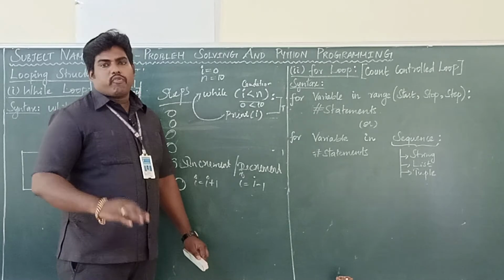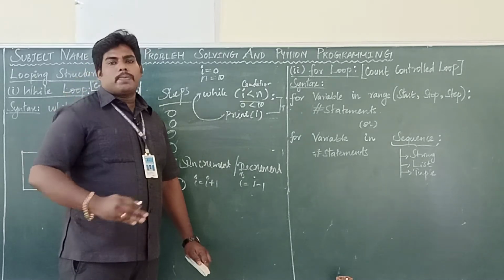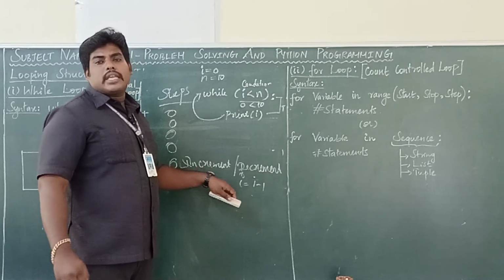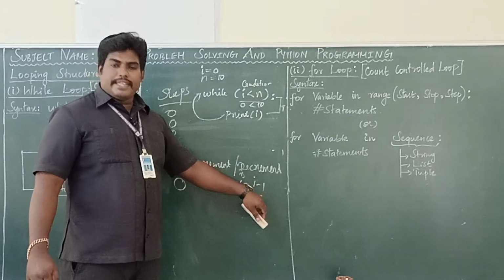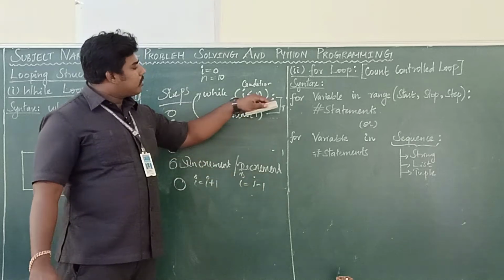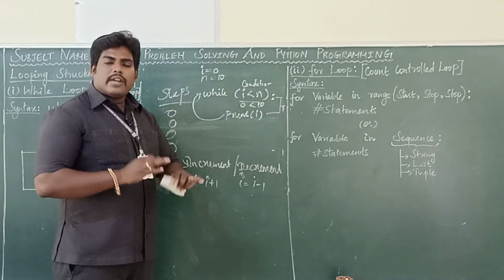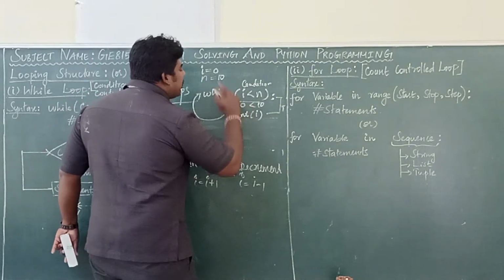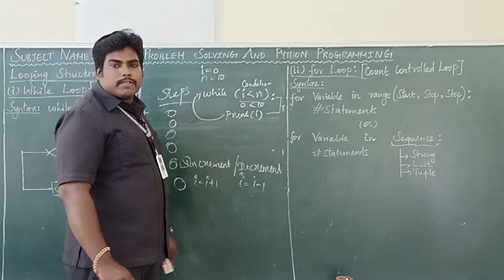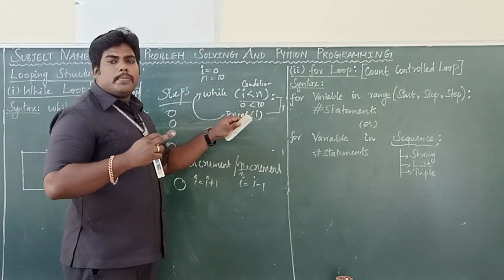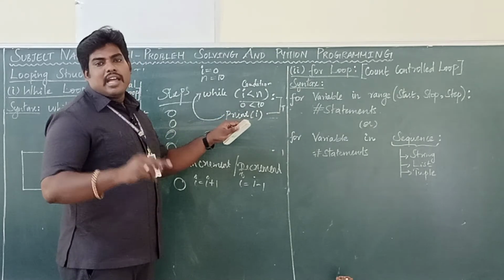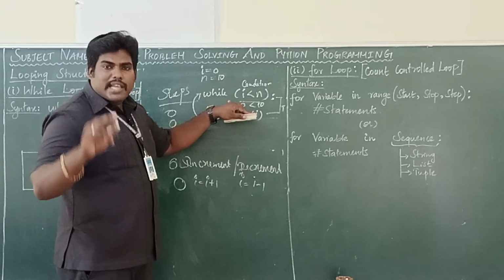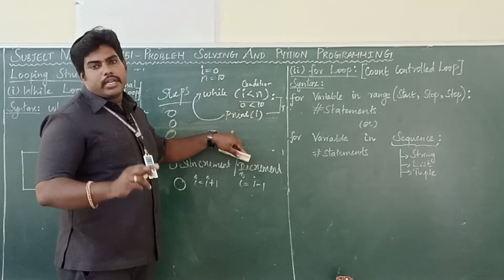At one point of time, you want to break the loop. You want to come out of the loop. For that only we are using increment or decrement. At which time will the loop be terminated? The i value must be greater than n. Is it correct? At that time only the while condition will be false. At that time only the loop will be terminated.